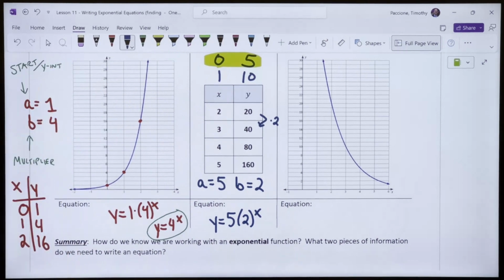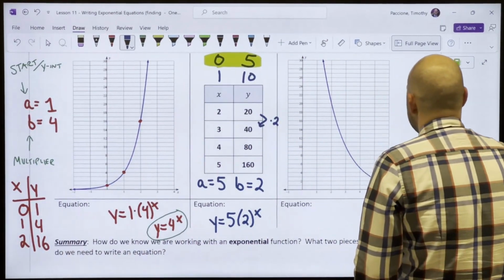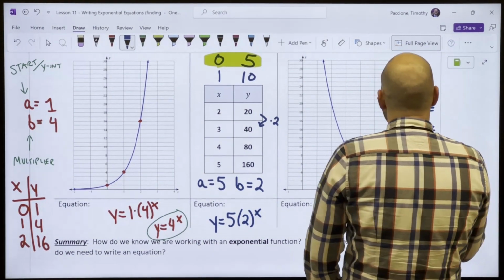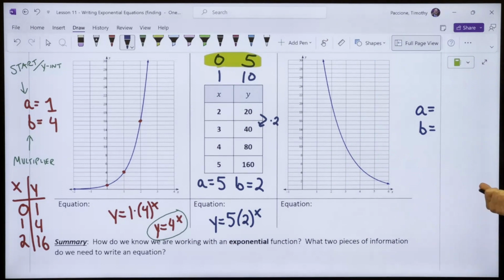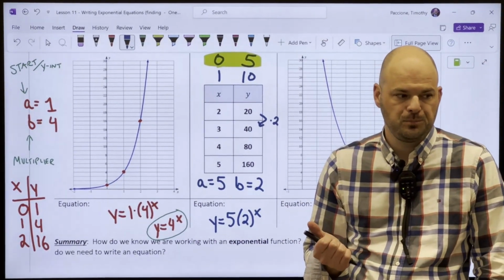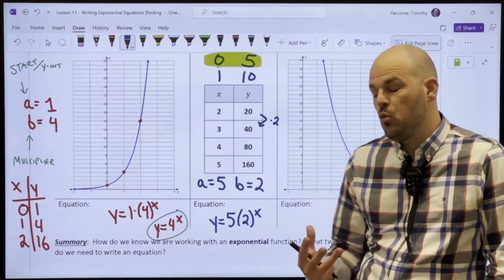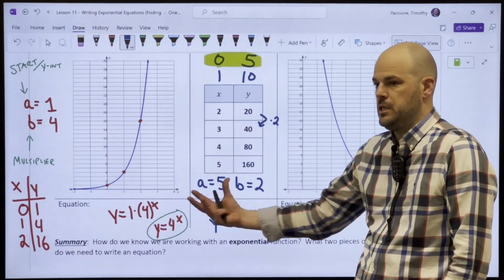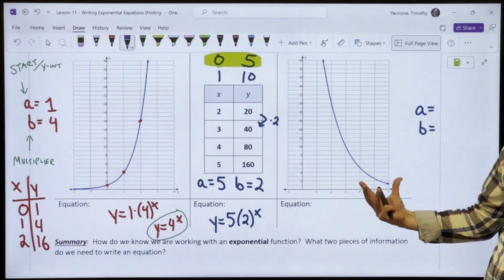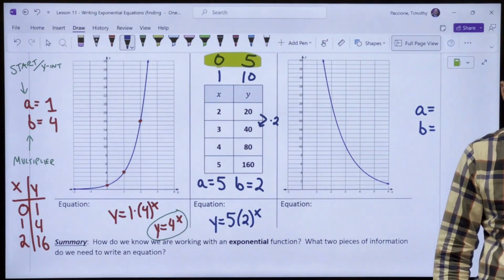Okay? Now, third version of this problem, right? We have y equals ab to the x. We're trying to find our a. We're trying to find our b. We know that the a, when we have a graph, we just look for that y-intercept. But what's the problem? We don't have a y-intercept. So we kind of have to combine our skills here. What can I do to back into that number? Remember, a graph is just a snapshot. It's just a little picture.